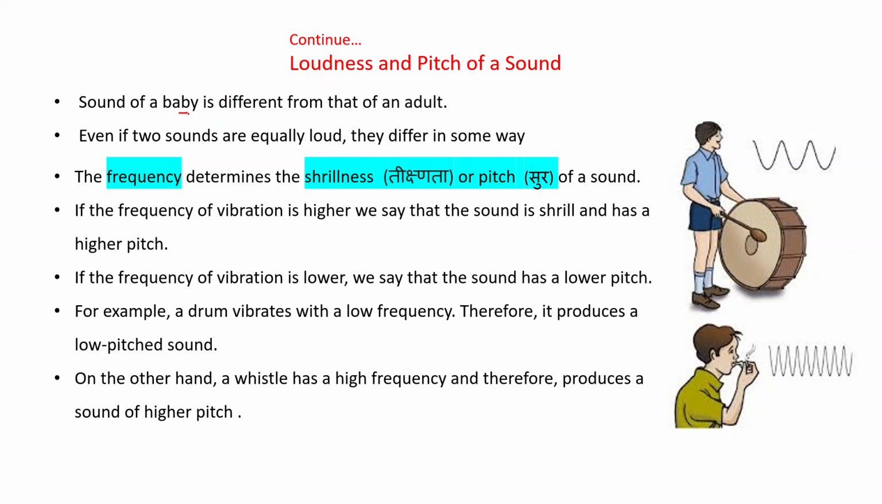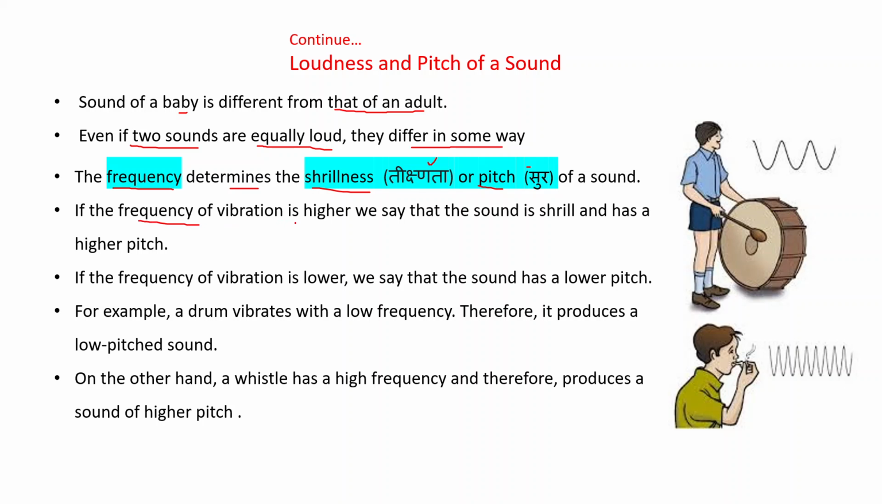The sound of a baby is different from that of an adult. Even if two sounds are equally loud, meaning they have equal amplitude, they differ in some way. In what way may they differ? Another property of sound, that is frequency. The frequency determines the shrillness or pitch of a sound. Shrillness means tikshanta or sur of a sound.